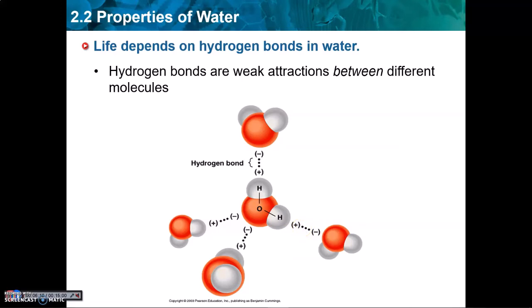Notice also that the hydrogen bonds are forming between different molecules. So this one molecule here is covalently bonded together, but if you compare this molecule with its neighbor, there's a weak attraction between them, and that weak attraction is the hydrogen bond.